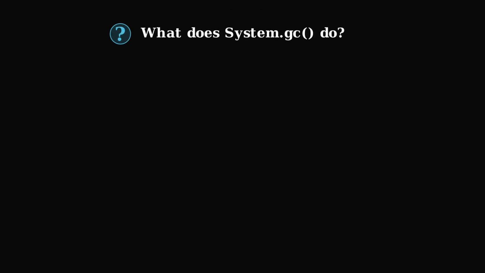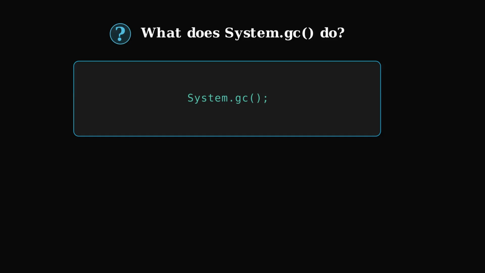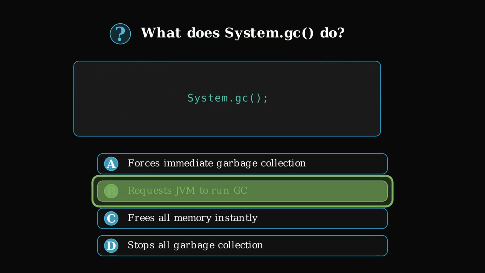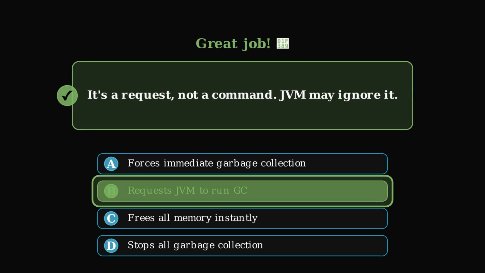What does System.gc do? Which one is correct? The correct answer is it's a request, not a command. JVM may ignore it.